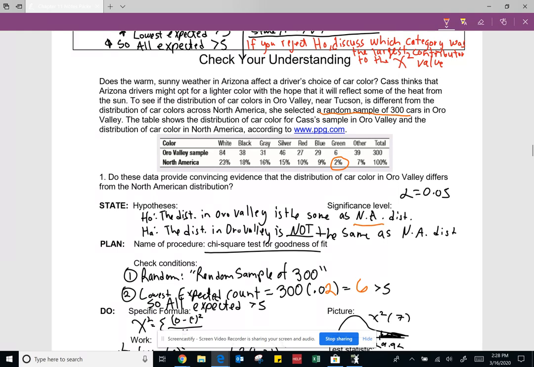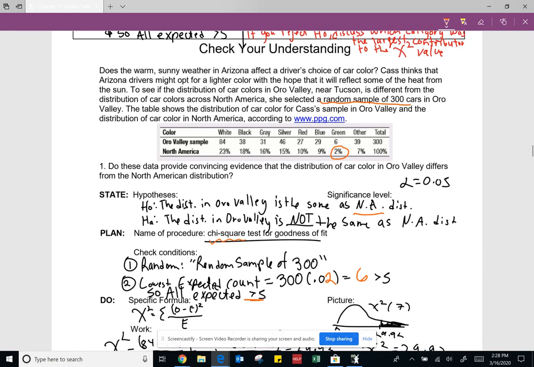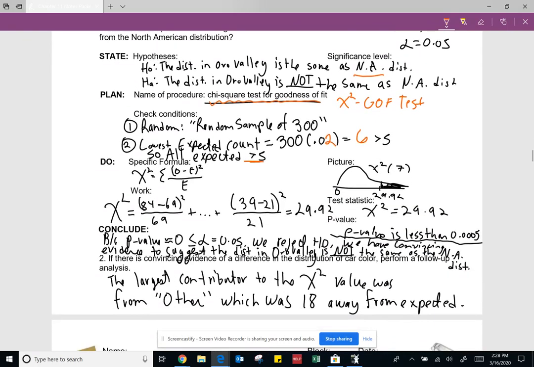And because our smallest expected value of 6 passes the test, we know all of the remaining will be greater than 5. And this is, again, a chi-squared goodness of fit test, or you can shorten it to a chi-squared GOF test. So the work. Our specific formula from the formula sheet: chi-square is equal to the sum of the observed minus the expected squared over the expected. This is an easy one to write down. You don't have to remember any real specifics from this. This just comes right off that formula sheet.